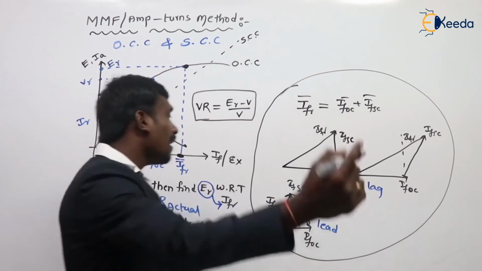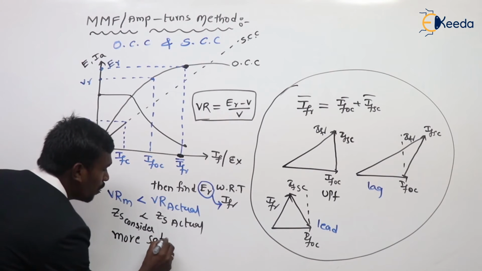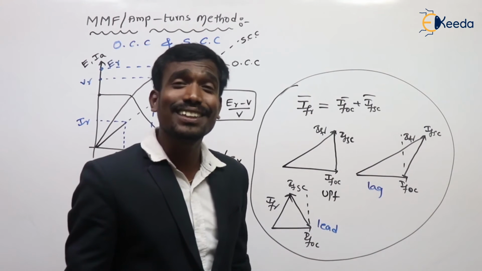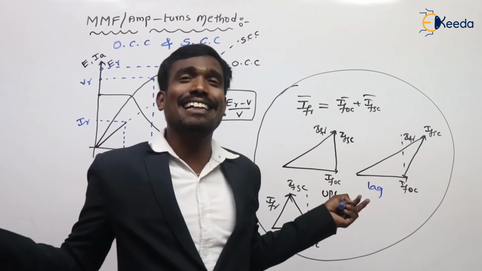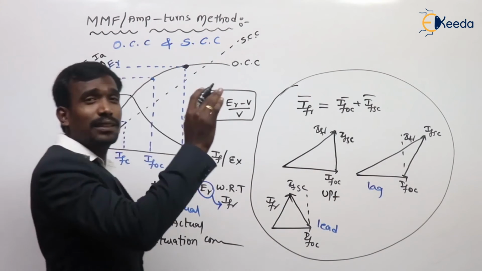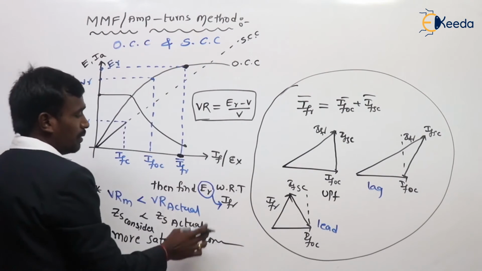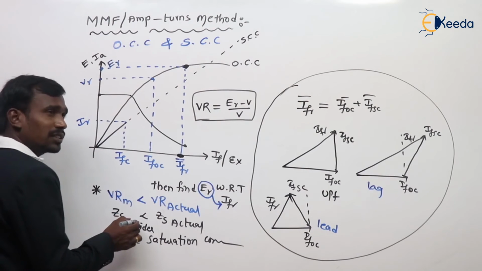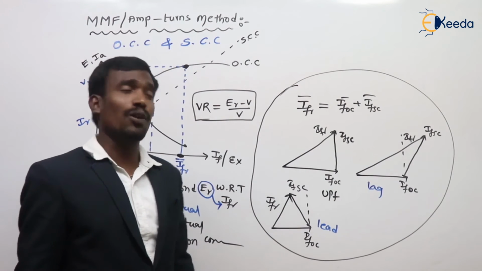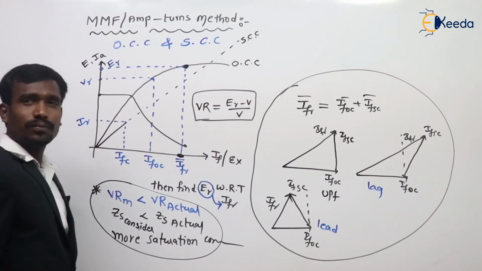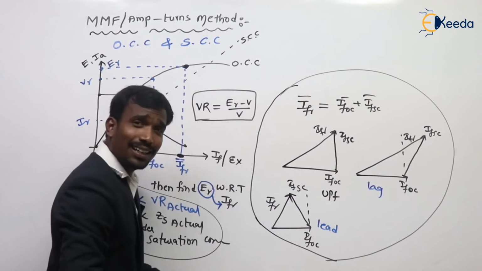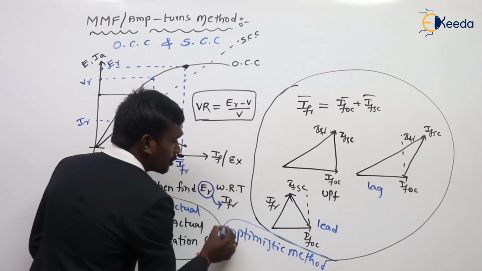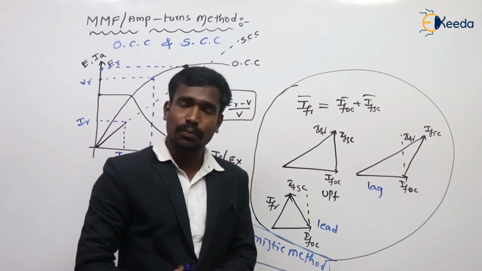Sir, why is it less? Because more saturation is considered here. This is the difficulty in this method. In the EMF method, saturation is neglected, but in our MMF method, what happened? More saturation is considered, which is wrong. Due to that, the synchronous impedance changes and the voltage regulation is also less than the actual value. That's why this method is called a very good, optimistic method. They will ask you a question like that. This is an optimistic method.